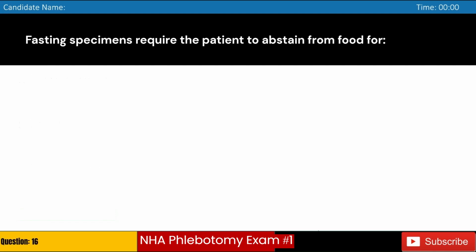Fasting specimens require the patient to abstain from food for: A. 6 hours. B. 8 hours. C. 10 hours. D. 12 hours. Answer D. Fasting specimens typically require the patient to abstain from food for 12 hours.